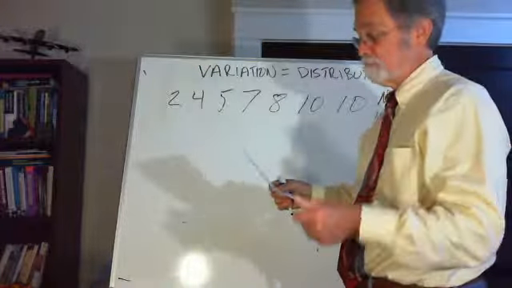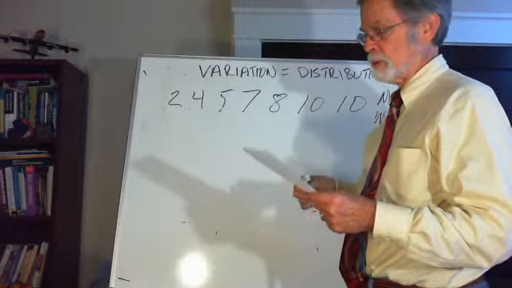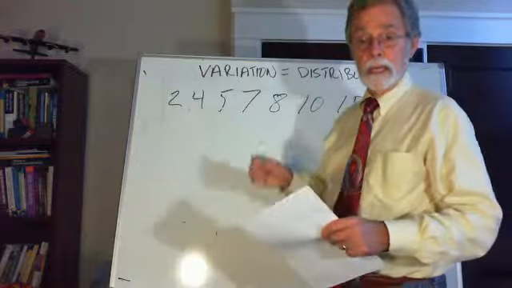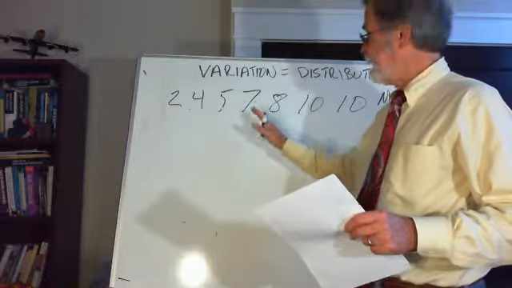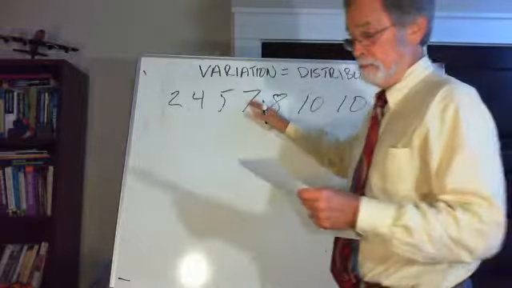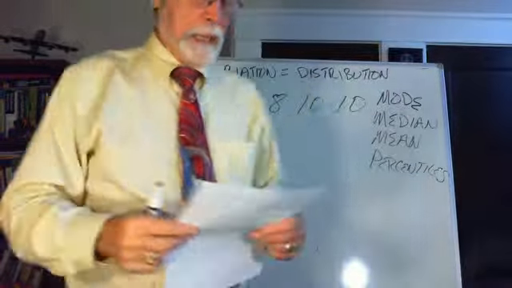Another little look at this distribution, there are a number of ways of looking at it. Again, the median is a measure of position. What we're trying to do with the median is find where the position of the median is in this distribution. All right, so here we have an odd number.